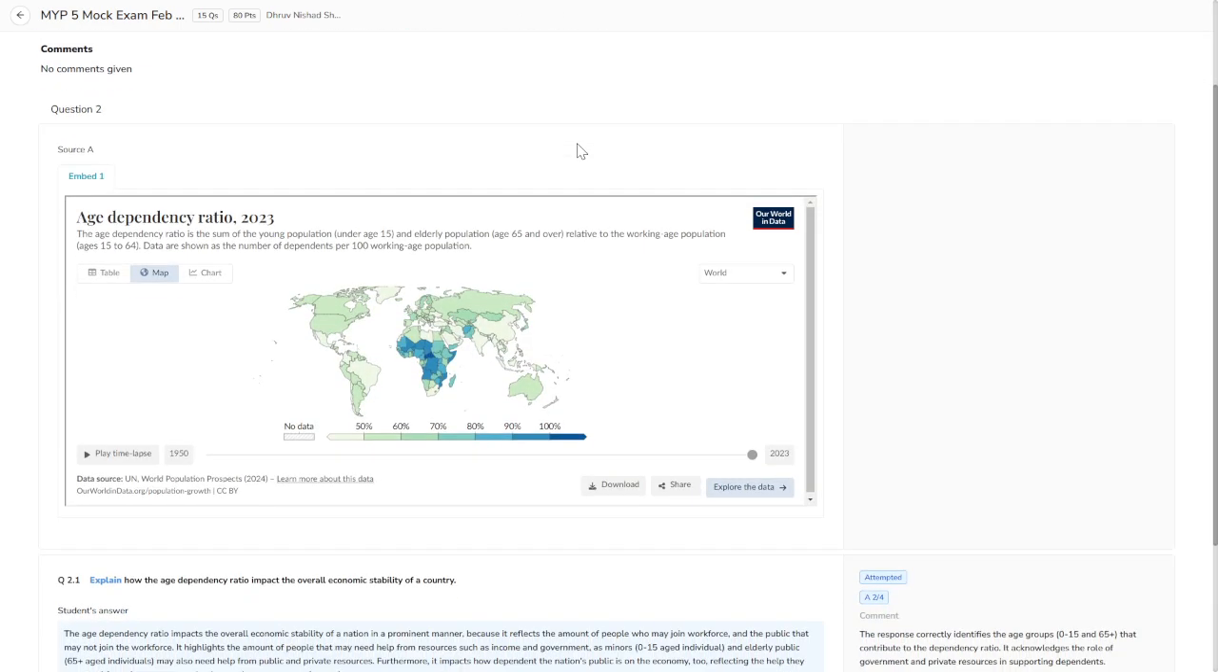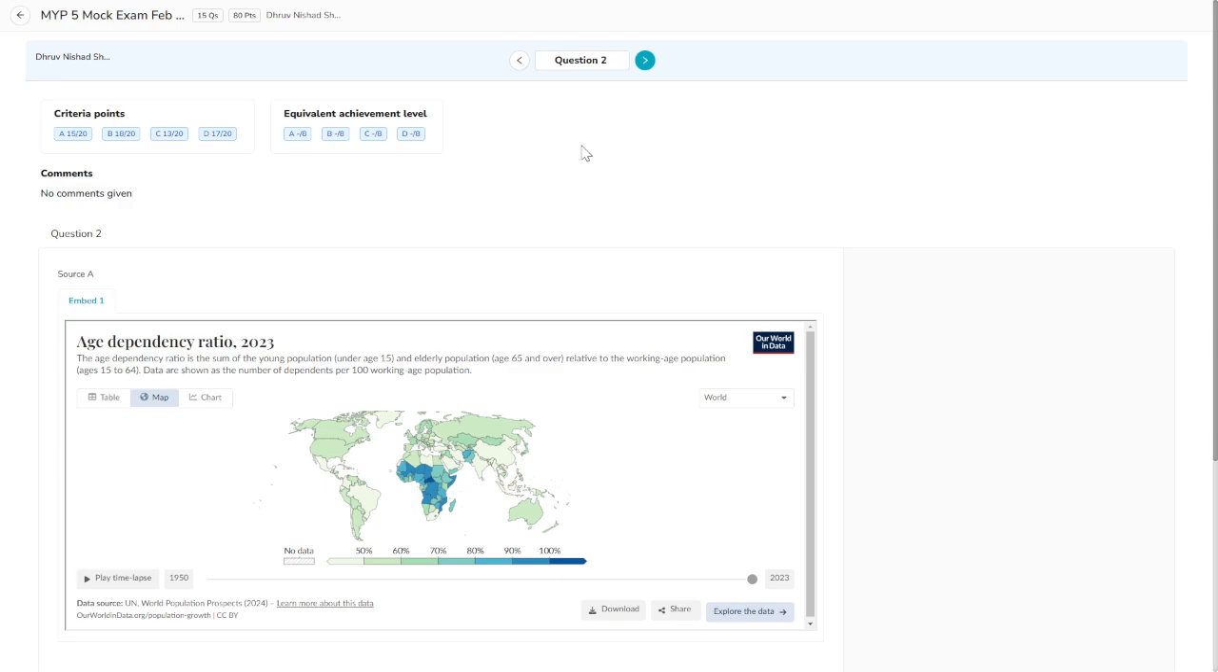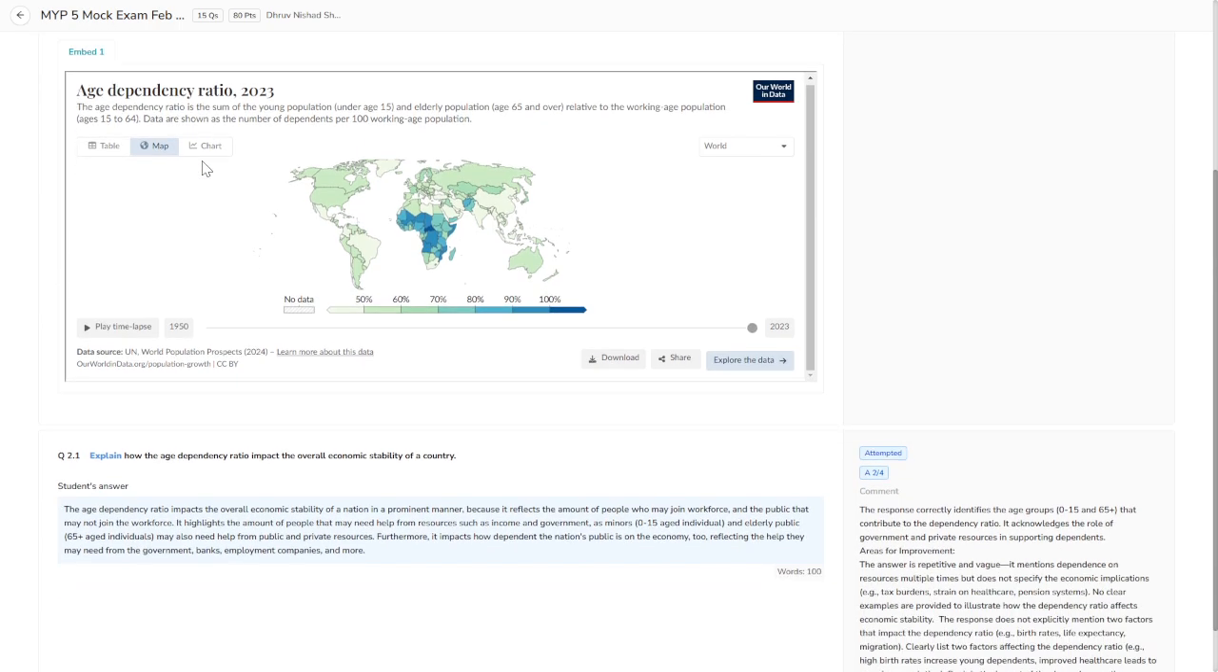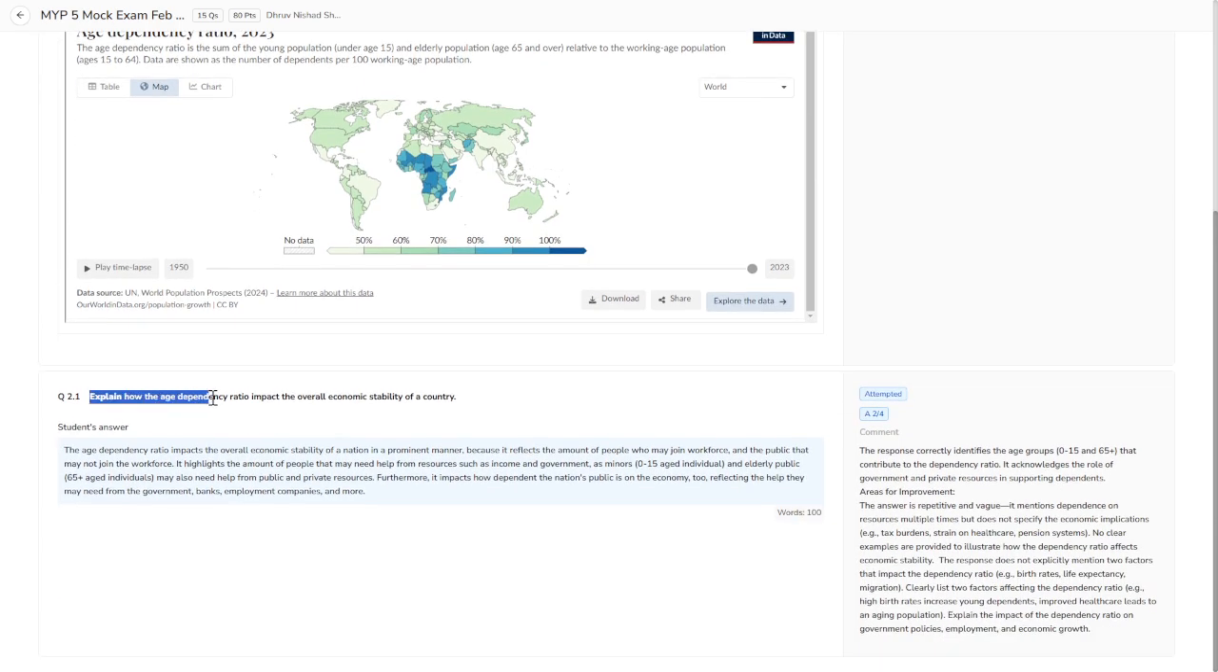So this was question 2. Usually in the IB assessment in integrated humanities, there's a common trend wherein there are only 4 sources, Source A, B, C, D, that you interact with throughout the whole question paper. So obviously this is the same source. Explain how the age dependency ratio impacts the overall economic stability of a country.